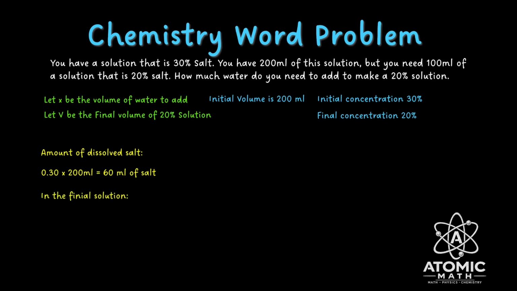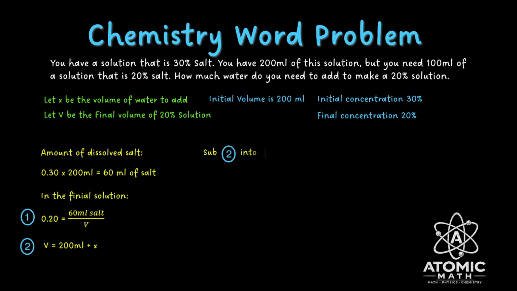In the final solution, which we want to be 20%, we could write that as 0.2 equals those 60 mils of salt over some volume that we don't know yet. That's our final volume. Okay, so this is going to be our first equation right here. Now we know, just based on common sense, that the final volume is going to be 200 mils plus this X, this value of water we added that we don't know what it is yet. So that's going to be equation 2.